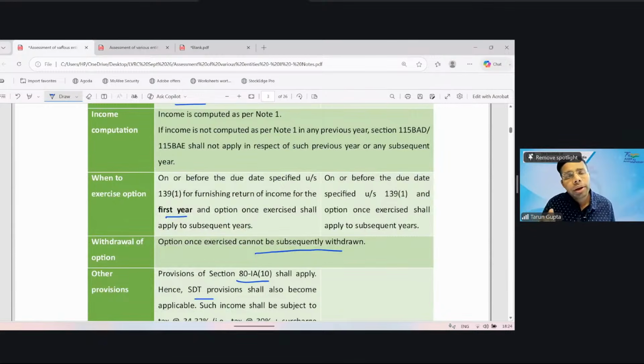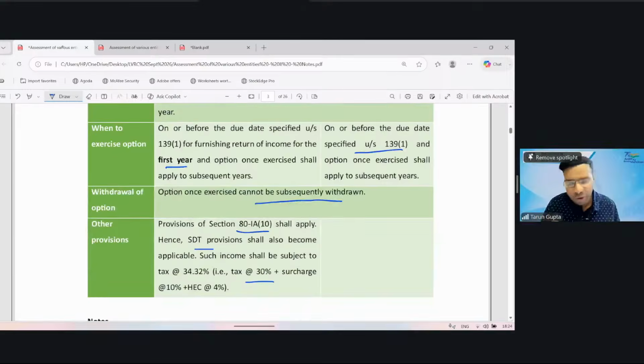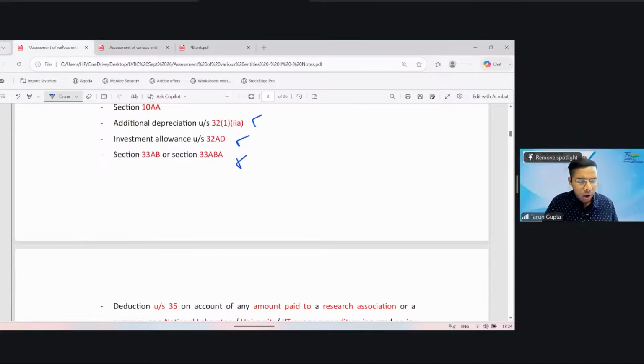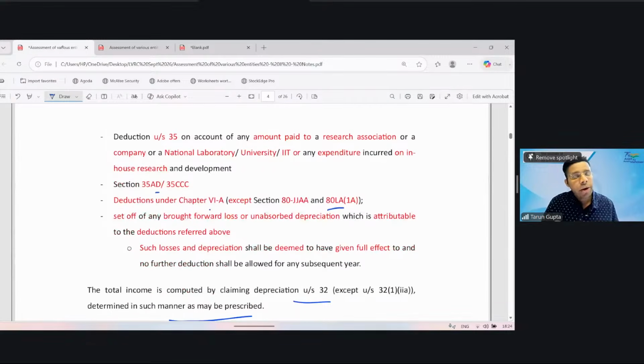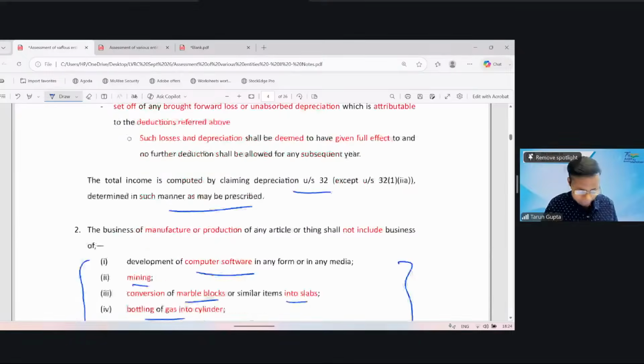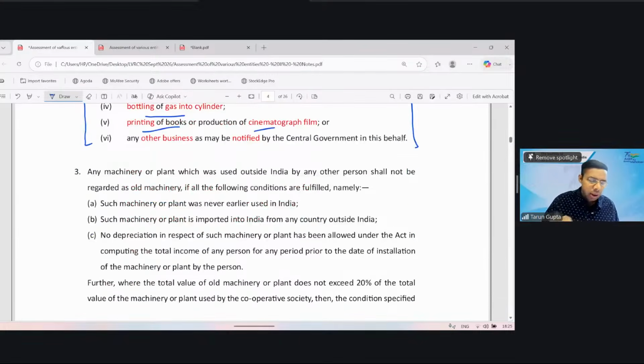This option has to be exercised on or before the due date of furnishing return of income under section 139(1). Once exercised, it shall apply to subsequent years, and it cannot be withdrawn. So these are the deductions which are not allowed if the corporate society is opting for 115BAD or 115BAE. Now we discuss what we mean by old plant and machinery.